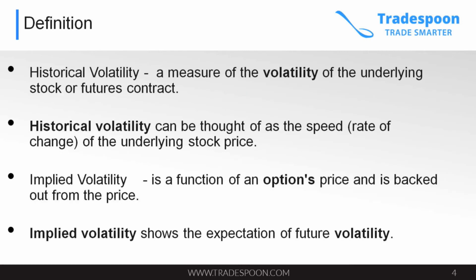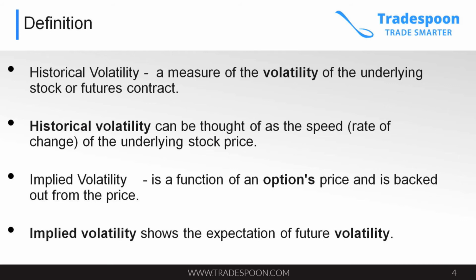So some of the definitions: historical volatility just shows you a measure of volatility of the underlying stock or futures contract. Historical volatility can be thought of as the speed or rate of change of the underlying stock price. How often does the stock price change? And that's what historical volatility is. The higher the volatility, the more movement, the more risk you're going to see in the underlying asset.